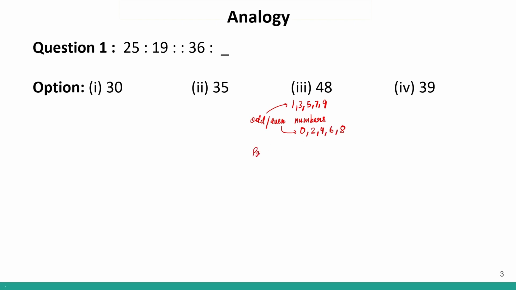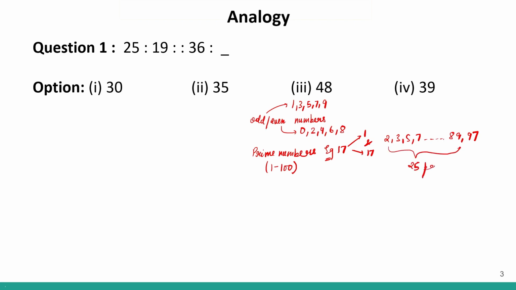Then we should know what are prime numbers. Prime numbers are those numbers whose factors are 1 and the number itself. For example, if we have a number 17, the factors of 17 will be 1 and 17, that is 1 and the number itself. So you should remember prime numbers from between 1 to 100. Correct? It starts from 2, 3, 5, 7, and so on up till 89 and 97. In totality, between 1 to 100, there are 25 prime numbers.